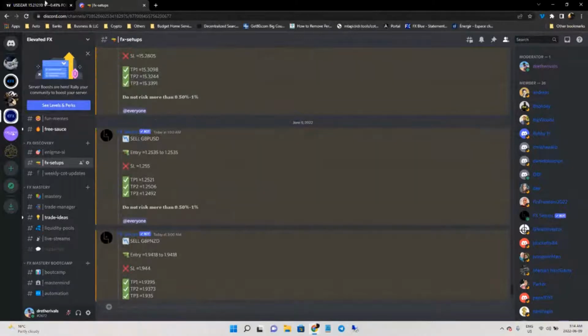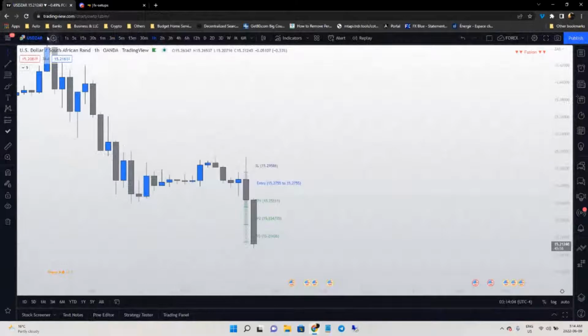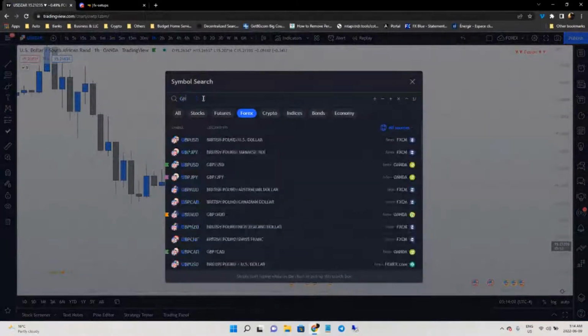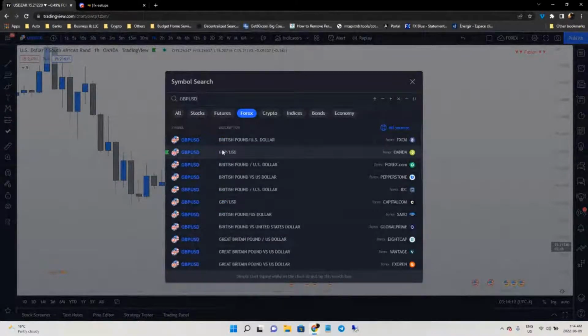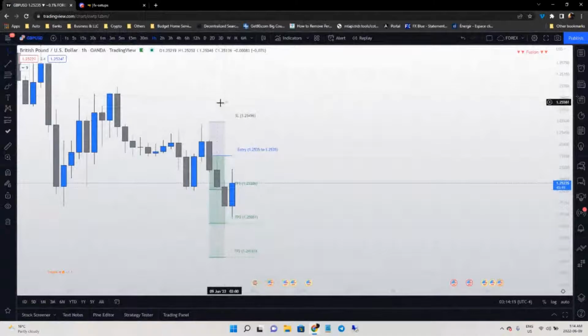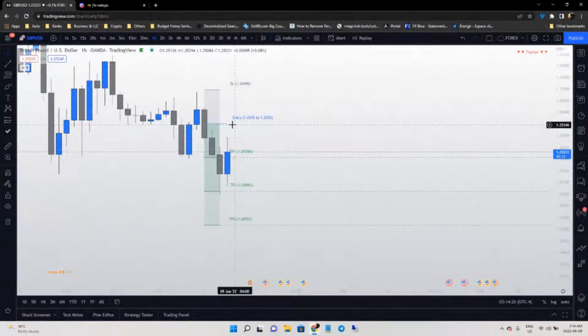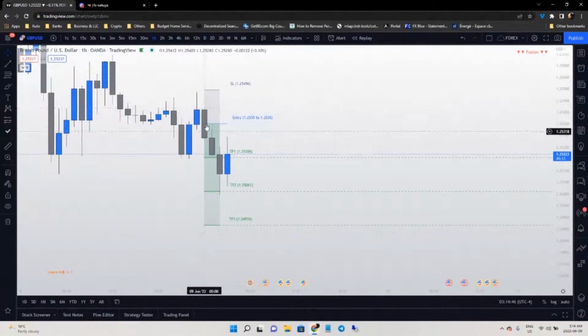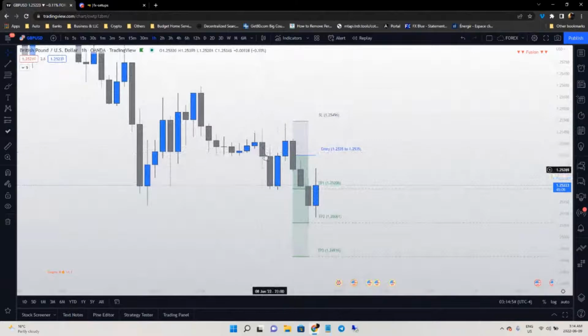Let's go back and look at other setups that we had. So we had the GBP USD. That was a beautiful setup here. Same thing: this candle closes and then gives you an entry.